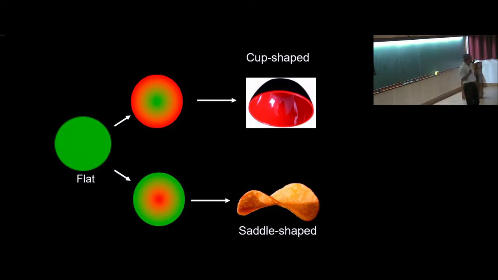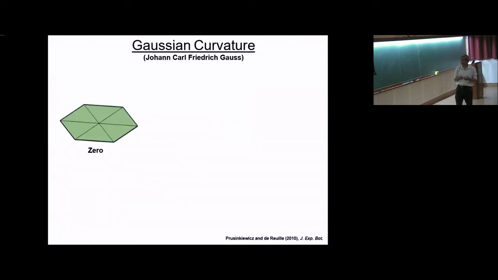So you have sort of three different possibilities. In principle, a growing surface can start flat and it can be maintained as a flat surface, or it can have a cup-shaped structure, or it can have a saddle-shaped structure. But most of the leaves are flat. This can be explained mathematically, or geometrically rather, by Gaussian curvature.